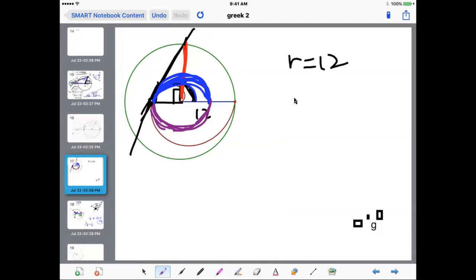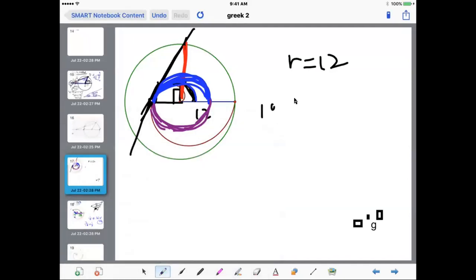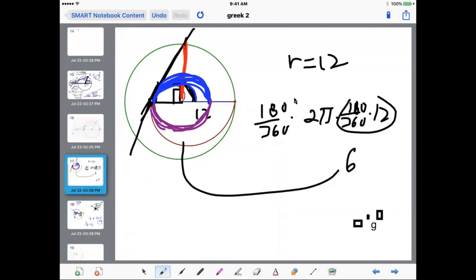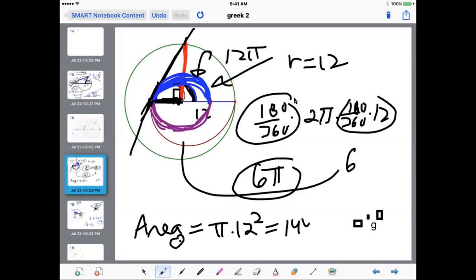Yes, 6 pi, because the entire circle, it's basically half: 180 over 360 times 2 times pi times 6. That's 6, because 6 is the radius, because 6 is this line over here, because it was 180 degrees. So this entire circle would be 12 pi, but the blue piece is only half of that, and that's why the answer was 6 pi. Now the area of the entire circle is pi times 12 squared, which is 144 pi. And this line segment, the red one, is 6 pi.